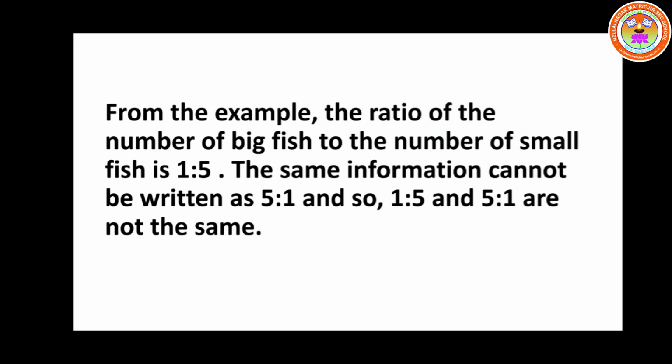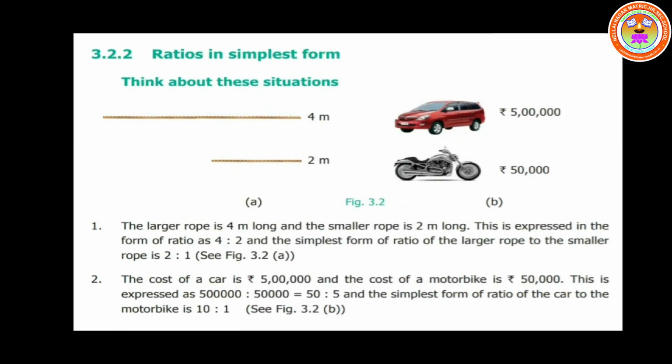Okay, children. Now let us move on to the ratio in the simplest form. Think about this situation. They are given two things. One rope length is 4 meter and another rope length is 2 meter. Just look at this, children. The larger rope is 4 meter long and the smaller rope is 2 meter long. This is expressed in the form of 4:2. And the simplest form of the ratio of the larger rope to the smaller rope is 2:1.